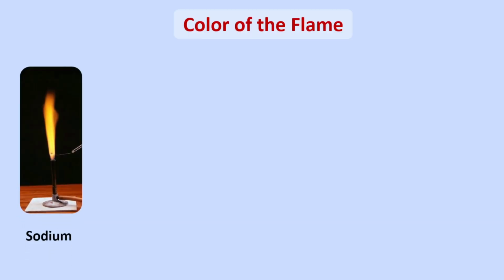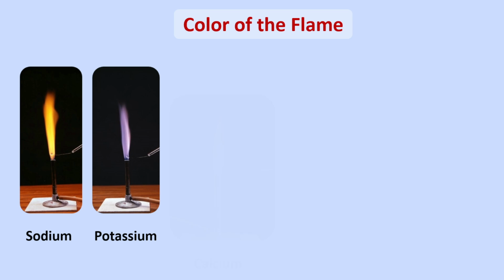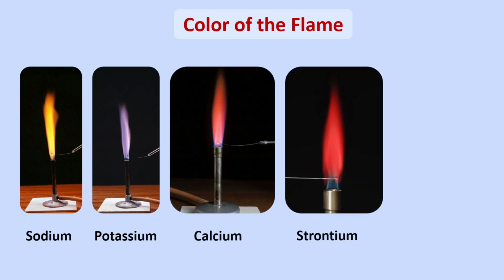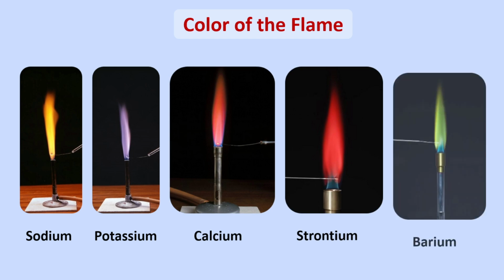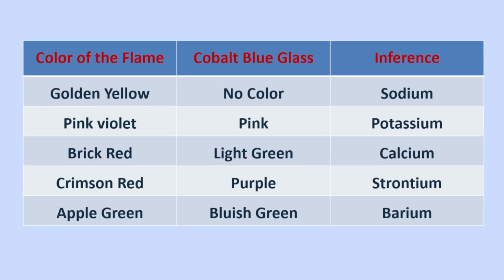If the flame color appears golden yellow, it indicates sodium; pink violet, potassium; brick red, calcium; crimson red, strontium; and apple green, barium. Here I have provided a table showing the flame color observed with the naked eye and through a cobalt blue glass.